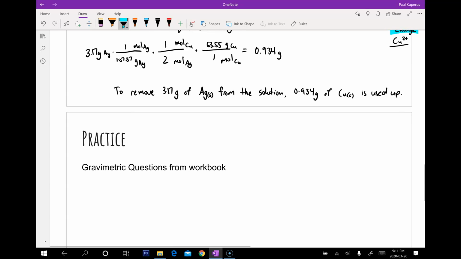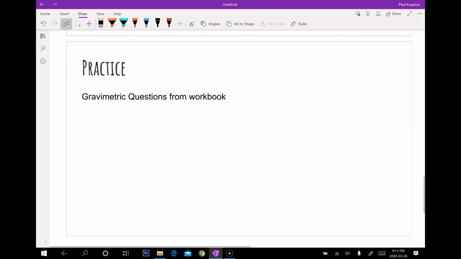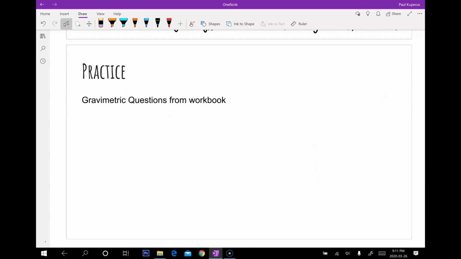Practice the gravimetric stoich questions from your workbook. There's a whole ton of them, and it's really important that you get good at not only writing the balanced chemical equations, but then solving those gravimetric stoich questions efficiently. It'll set you up for success moving forward.